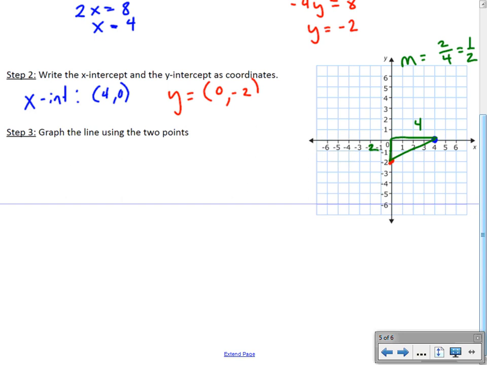So with that information, I can get some more points. We would go up 1, right 2, and we get a point here. We could go up 1, right 2, and get a point here. And then we could do the opposite. We could go down 1, left 2 to get a bunch of points on this graph. The reason we want to get a lot of points is because we want to get a good picture of what our graph looks like. We don't want to carelessly draw a line through the 2 points. We want it to look nice and actually be straight. And that's how we could do that.